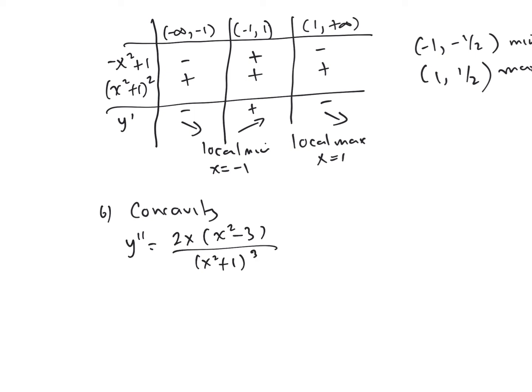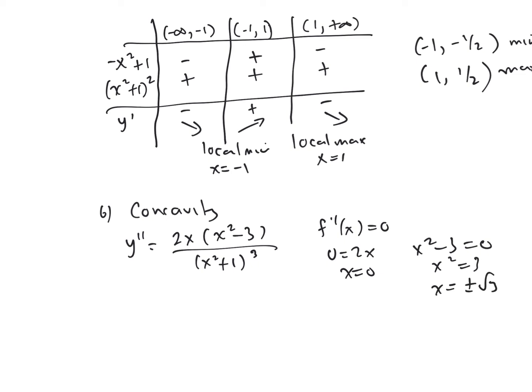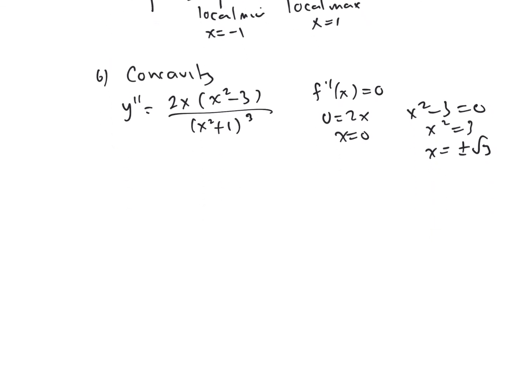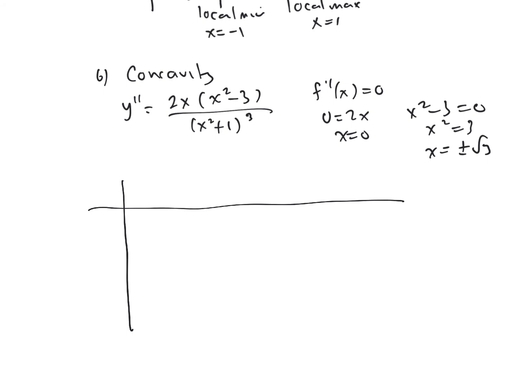and again, those points of inflection could occur when f double prime of x is 0 or it does not exist, but the denominator we've already decided is not going to be a value, so we'll just do 0. So either 2x is 0 or x squared minus 3 is 0 and x is equal to plus or minus √3. Okay. So we're going to check these values into our table to determine concavity and any points of inflection.